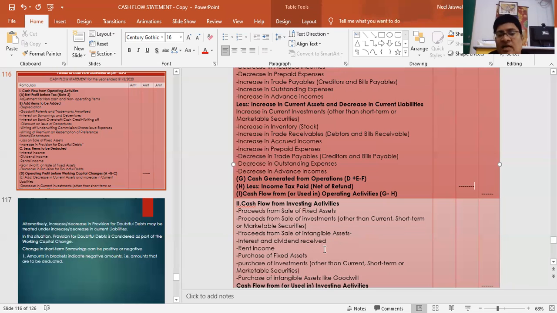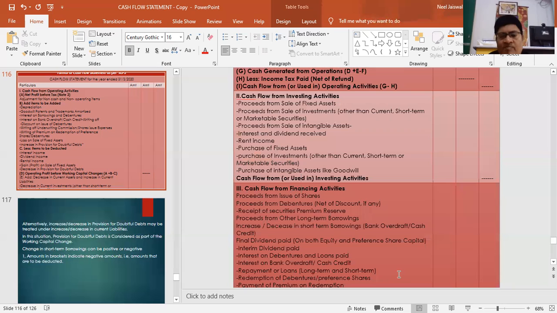Similarly, interest and dividend received, rent income are added. Purchase of fixed assets, purchase of investments, purchase of intangible assets like goodwill, etc., has reduced my cash flow. So we need to subtract them. And after subtracting and adding in the second column, the entire net value of the investing activity, that is called cash flow from investing activities, we write in the third column. Now our second activity is done.